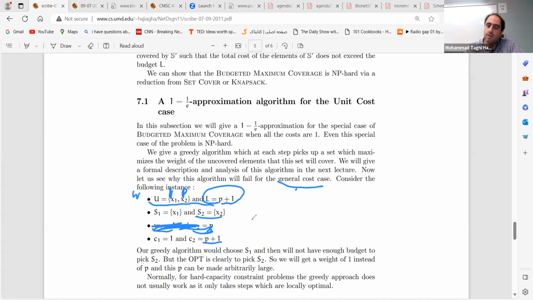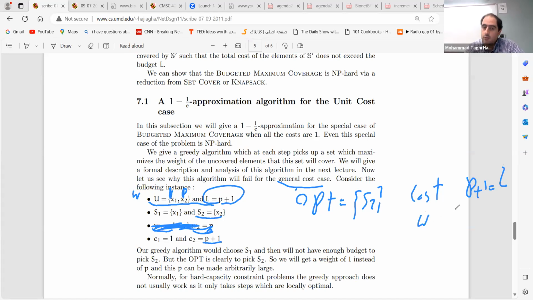The optimum solution is to consider just the set S2. So the optimum would be just S2, a collection with S2. What would be the cost of it? The cost of it would be exactly P plus 1, which is indeed equal to L. The weight of the elements covered would essentially be x2, which here we defined as P.